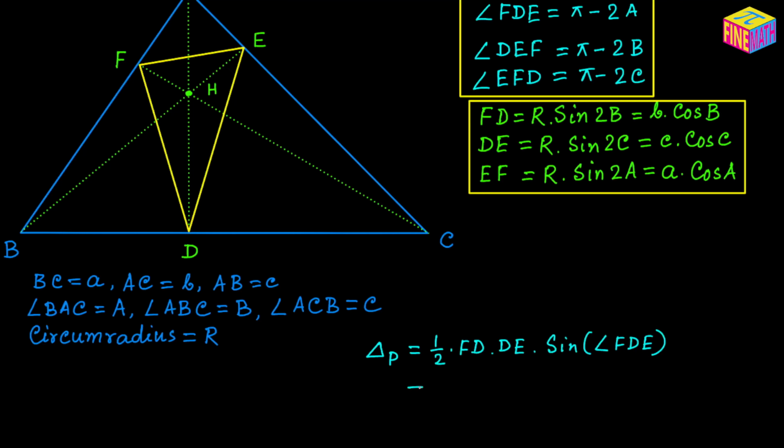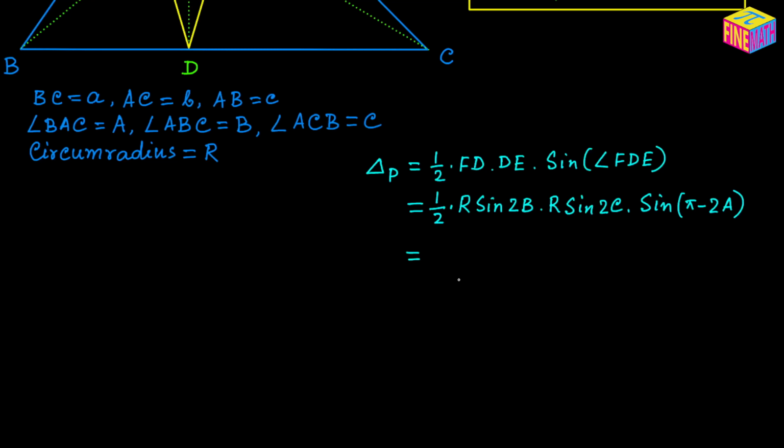And now let's substitute the values here. So this should be half times, for FD I am going to use R times sine of 2B, and for DE I am going to use R times sine of 2C, and then for sine of angle FDE I am going to say this is sine of pi minus 2A. So this can be written as R square over 2 times sine of 2B and then sine of 2C, and then sine of pi minus 2A is equal to sine of 2A, because the sine of pi minus any angle is equal to the sine of that angle.